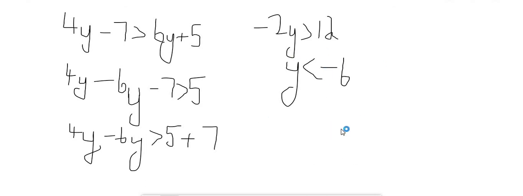Basically, that means whatever is less than -6 would qualify as y, and that would be correct. So if -7 is less than -6, the inequality is correct and true. But if it was 2 is less than -6, then it's false. It's not true. But for anything less than -6, the inequality is true.